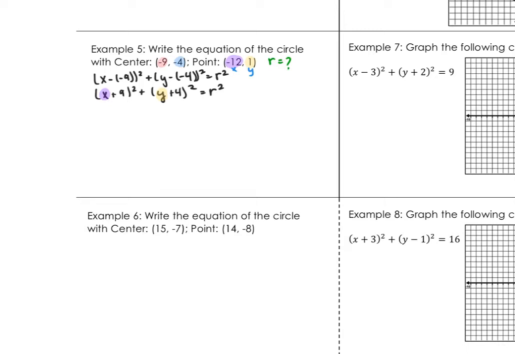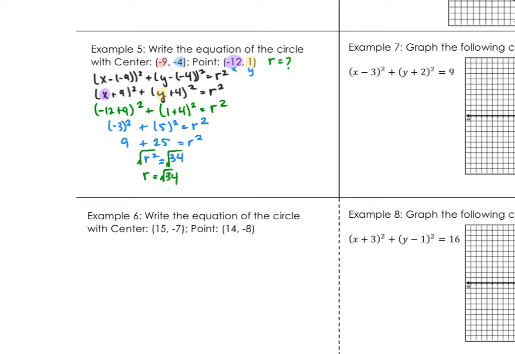Okay, so plugging in negative 12 and 1 into my equation, you end up with negative 12 plus 9 squared plus 1 plus 4 squared equals r squared, and now we just need to simplify. So negative 12 plus 9 is negative 3. 1 plus 4 is 5. So it's 9 plus 25 equals r squared. So r squared is 34. So to get my radius, I'm just going to take the square root of both sides. So my radius is square root of 34.